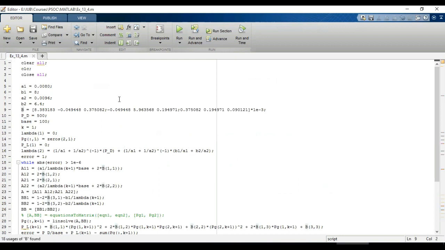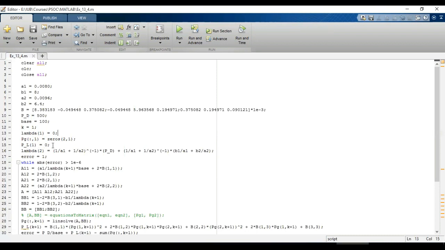This is our B matrix. This is our A1. This is our B1. This is similarly A2 and B2. This is power demand. This is the base. K is equal to 1, which is actually the iteration count, so it is initialized with a value of 1. The initial value of lambda is considered as 0, and PGs are initialized as 0.